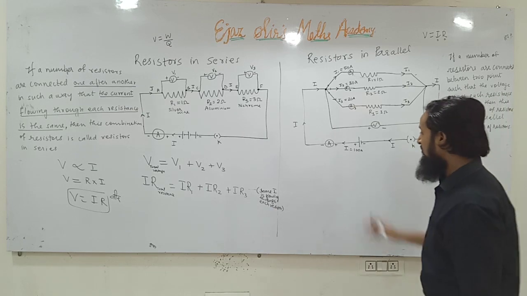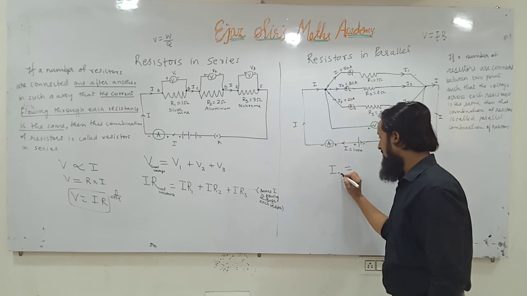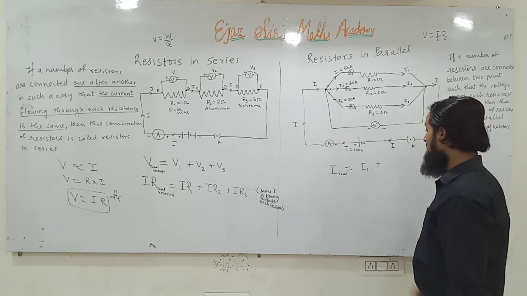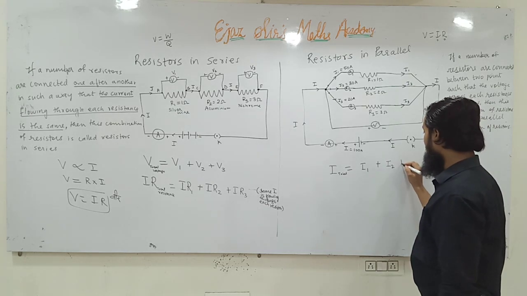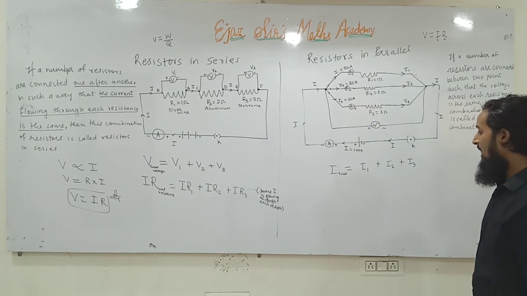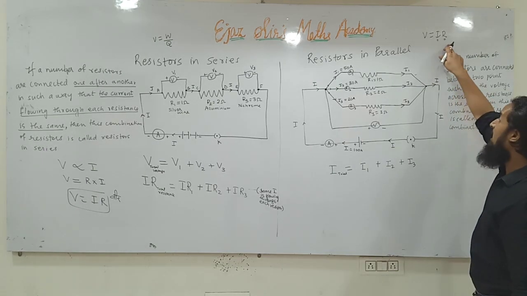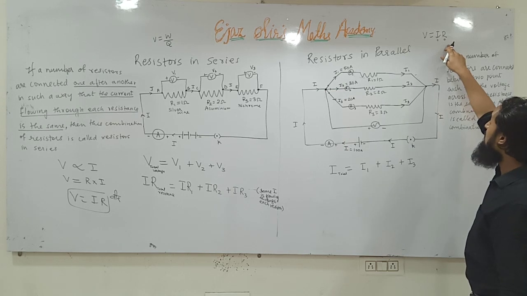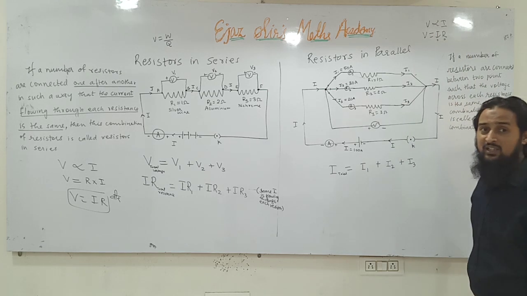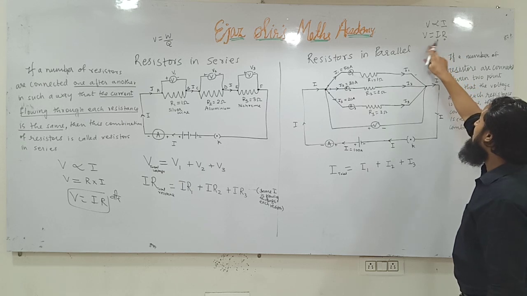Understood? Now see, what will I write here? I. What is I? Total current. I total will be divided into 3 branches: I1 flowing through R1, I2 flowing through R2, and I3 flowing through the third resistance. I is equal to I1 plus I2 plus I3. And what does Ohm's law say? V is equal to IR. V is directly proportional to I. If you increase the voltage, the current will increase. If you decrease the voltage, the current will decrease. V is equal to constant R into I.